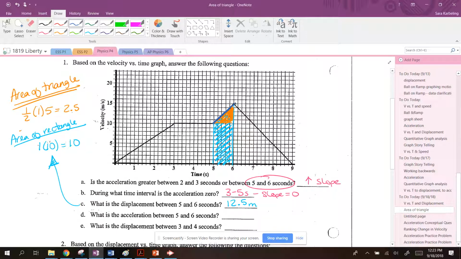Rise over run, friends. So we go up 5. Well, we go over 1. Is that okay? Rise over run. 5 meters per second divided by 1 second. That's 5. Have we talked about these units yet? I don't know. Welcome to units time. Meters per second squared. 5 meters per second squared.